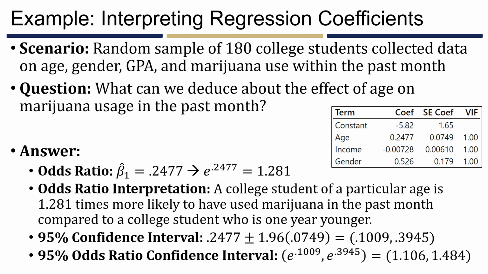Exponentiating these endpoints gives us a confidence interval for the odds ratio. e to the 0.1009 gives us 1.106, and e to the 0.3945 gives us 1.484. So what this is telling us is while 1.281 is the best estimate that we have of the odds ratio for age, plausible values for this odds ratio range anywhere from 1.106 up to 1.484.